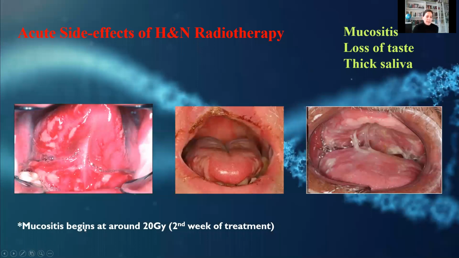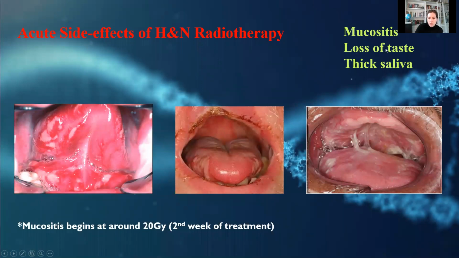This mucositis begins almost like clockwork at 20 gray. We give 2 gray per day, 5 days a week. So you can see that by the end of the 2nd week, out of a 7-week treatment, patients have got sore mouths and sore throats, and it just gets worse from there. Then it tends to plateau. And we always warn them that for the couple of weeks after they complete their radiotherapy, certainly for the 1st week, it usually gets worse before it starts to get better. So it's a long journey.